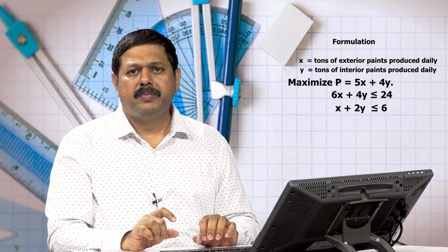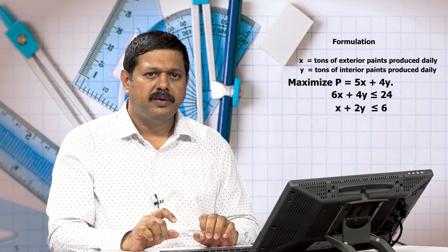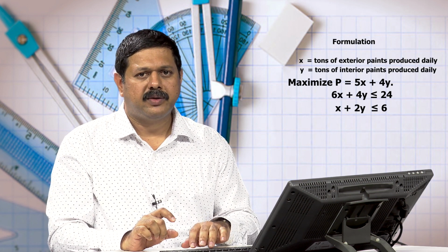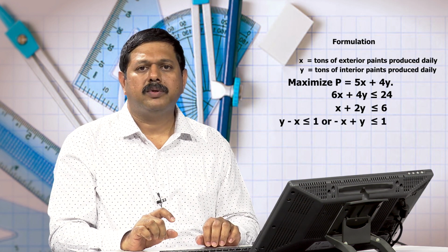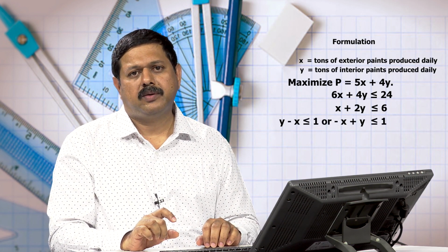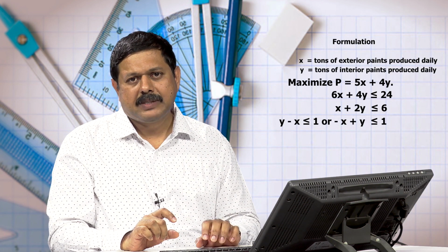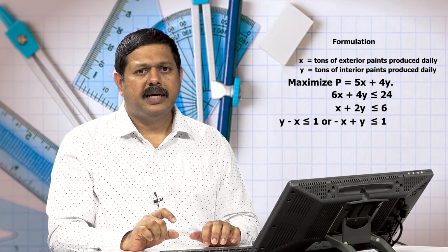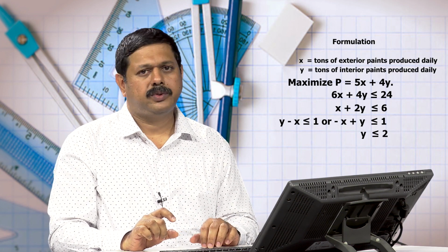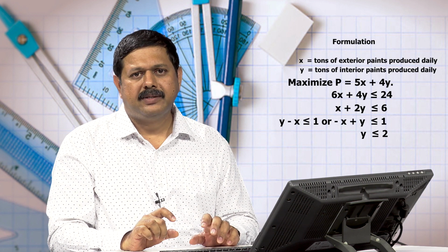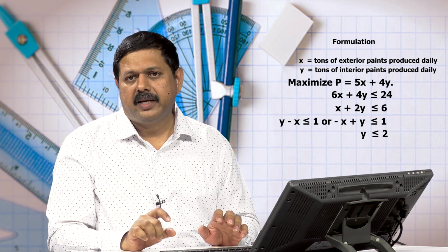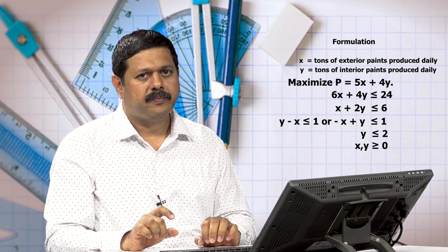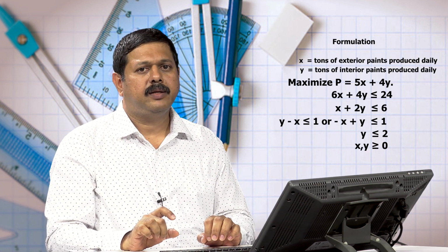The excess of the interior paint produced over that of the exterior paint is y minus x. But it is given that this cannot exceed 1, so we have the constraint y minus x less than or equal to 1, or minus x plus y less than or equal to 1. Since the maximum daily demand for the interior paint is 2 tons, y cannot exceed 2, hence we have the constraint y less than or equal to 2. Moreover, since x and y are quantities, they cannot be negative, that is, we have x comma y greater than or equal to 0. This is how we formulate a linear programming problem.